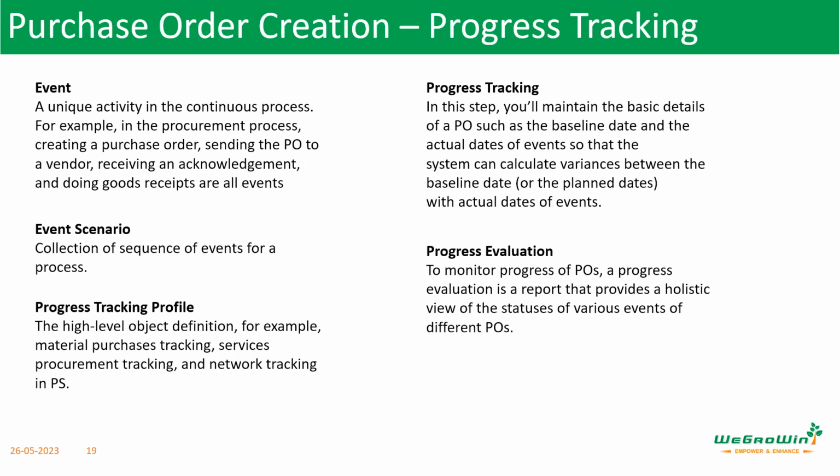And then progress tracking profiles. Here there are two steps involved. One is the progress tracking, another is the progress evaluation. In the progress tracking, we maintain the basic details of the purchase order, like the baseline date and actual date of events, so that the system can calculate the variance between the baseline date and actual date. What is the baseline date? You have to compare, then only we will understand whether it is deviating or not.